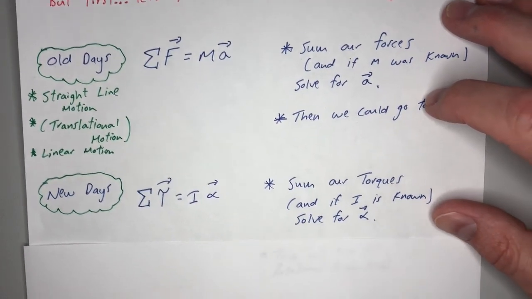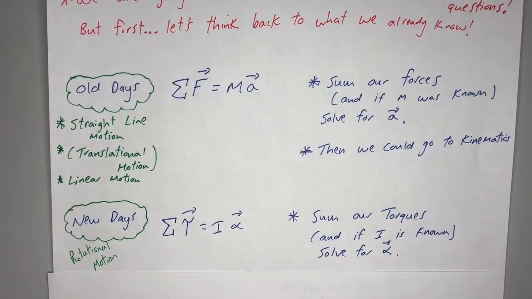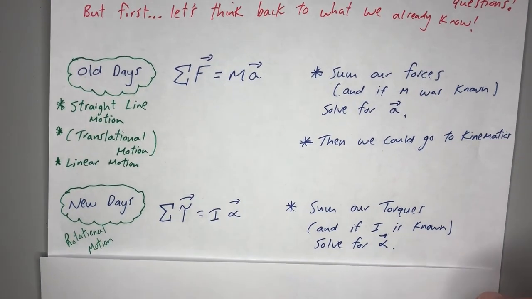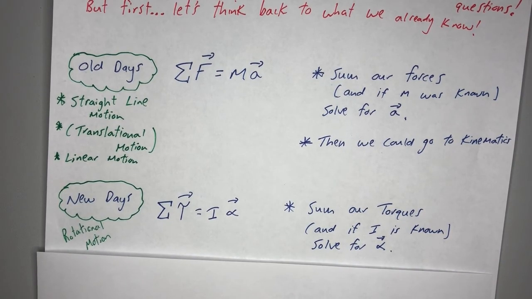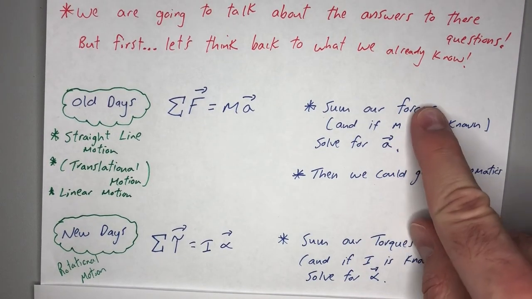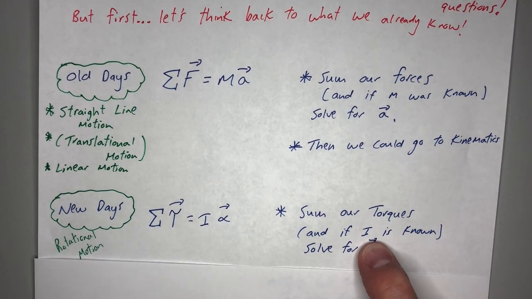The big thing is, in the new days, something will be rotating, so these will be the rotational motion days. We'll have a point or axis of rotation, and we'll be rotating about that point or axis. We're going to sum our torques, very similar to how we used to sum our forces. And if I is known, and that's the moment of inertia, the focus of this video, then we can solve for angular acceleration.